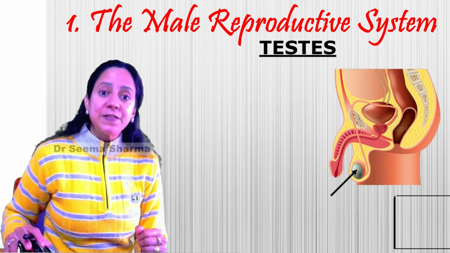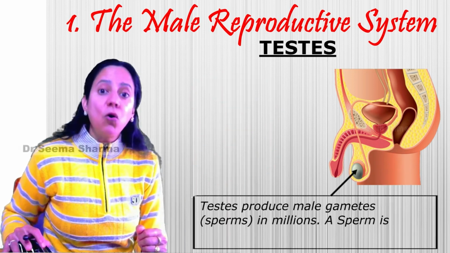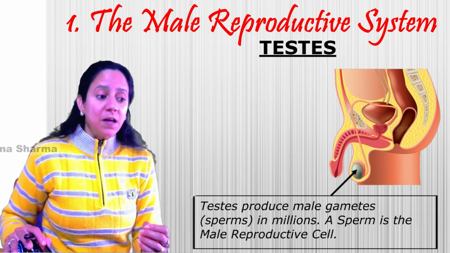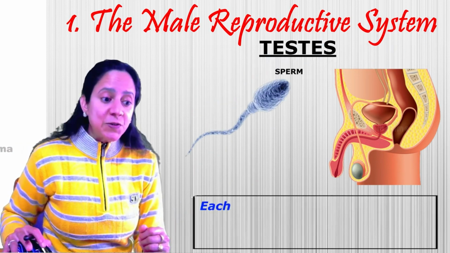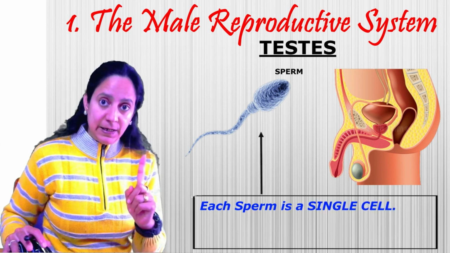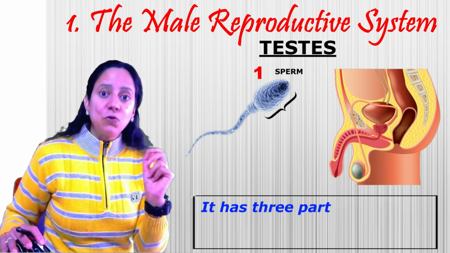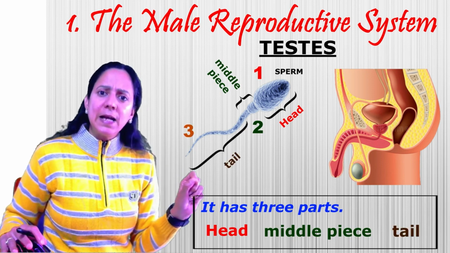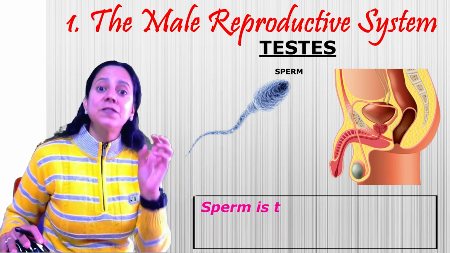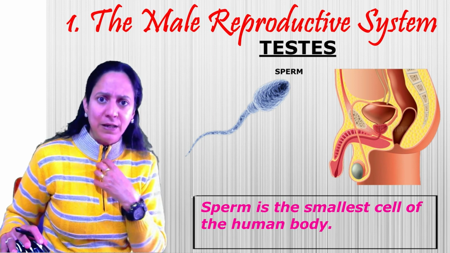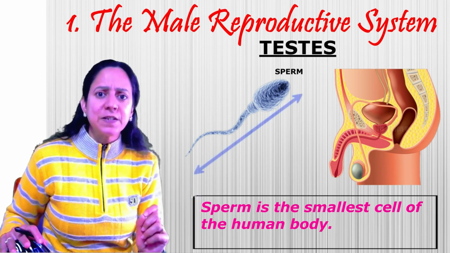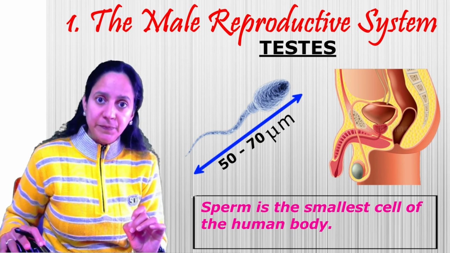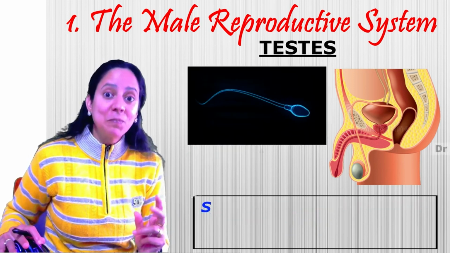Now these testes produce male gametes, or sperms, or male reproductive cells, in millions. Each sperm is a single cell. It has three parts: the topmost head, the middle part or middle piece, and the lower tapering end, which is the tail. Sperm is the smallest cell of the human body. Its length is approximately 50 to 70 micrometers. And this sperm is motile.